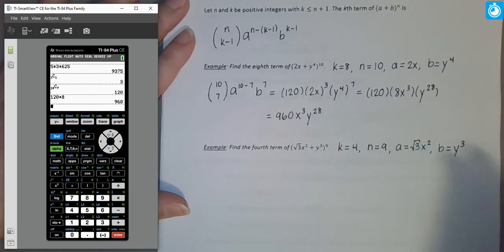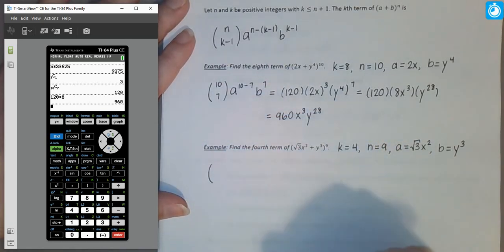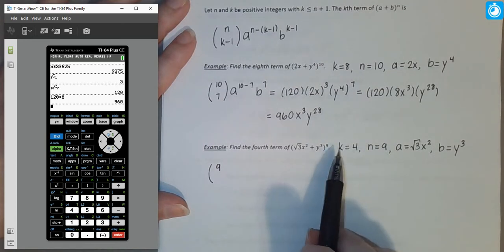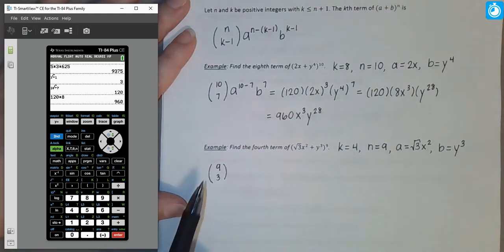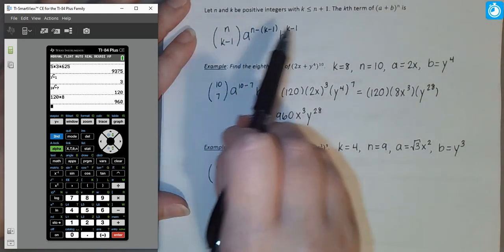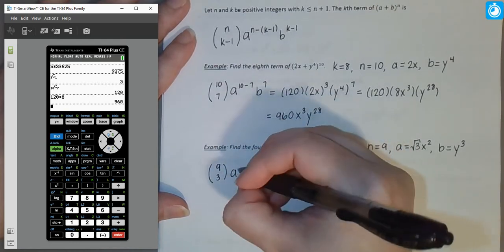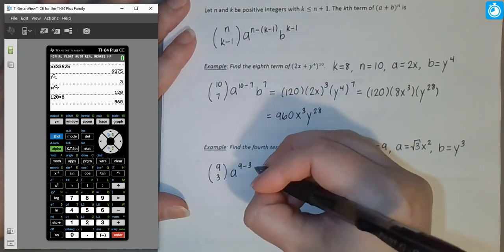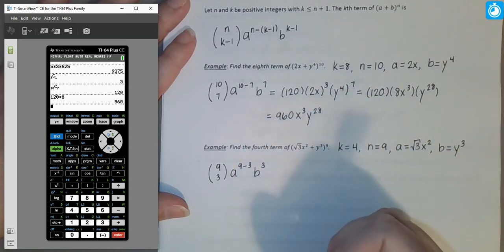So what is our fourth term? So it's going to be n choose k minus 1, so n is 9. Choose k minus 1, well if k is 4, k minus 1 is going to be 3. So that means we're going to use 9 and 3 as we generate our exponents. So that's going to be 9 choose 3 times a to the 9 minus k minus 1, 9 minus 3, times b to the k minus 1, so b cubed.